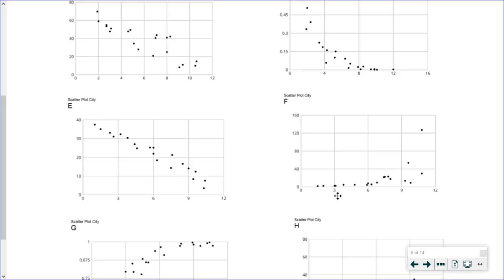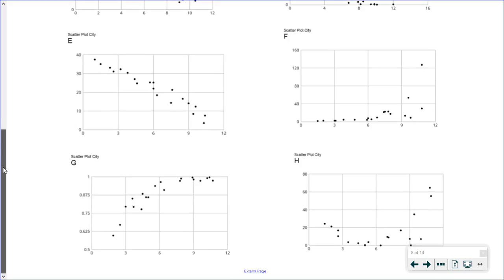F, I would not. I'm seeing a curve occur here, so I would not put that in linear data. I would, however, keep it as positive association, but it's just not linear. And then G, again, I would make that nonlinear because we're seeing another curve happen. I would also put it as positive association, but definitely not linear. And H, not linear because we're seeing that curve happening in two directions.